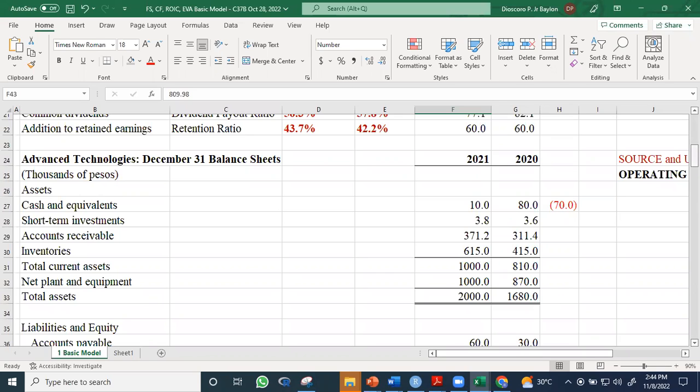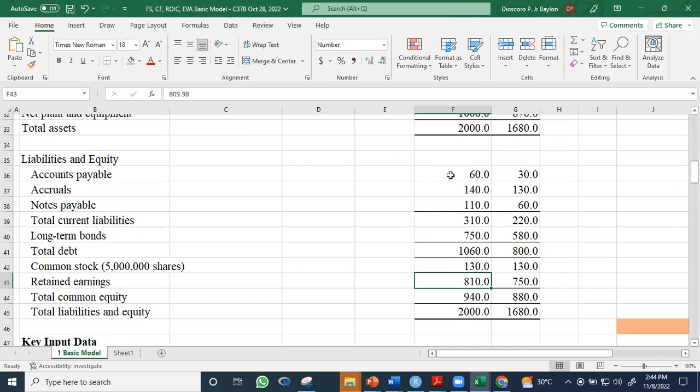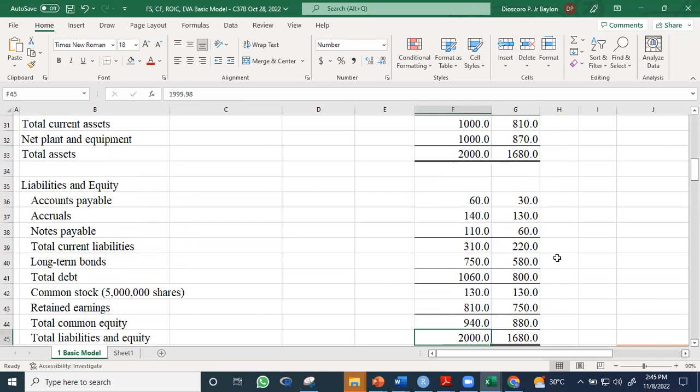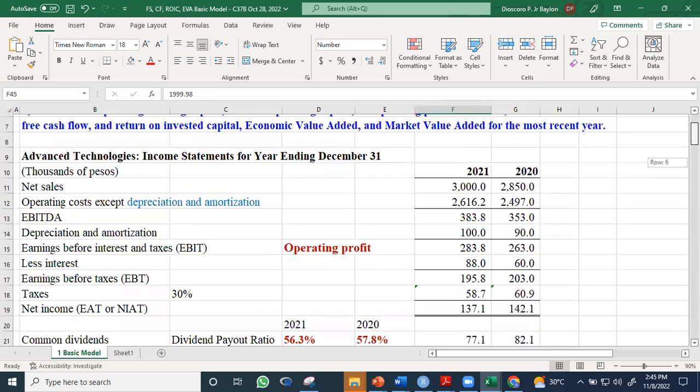Okay, and assets either come from financing through debt or financing through equity. Debt is by borrowings. So you have two types here, current liabilities and long-term liabilities. And then for the equity, you have your stock plus your retained earnings, which gives your total common equity. And you know from your accounting classes that your total assets should equal your total liabilities and equity.